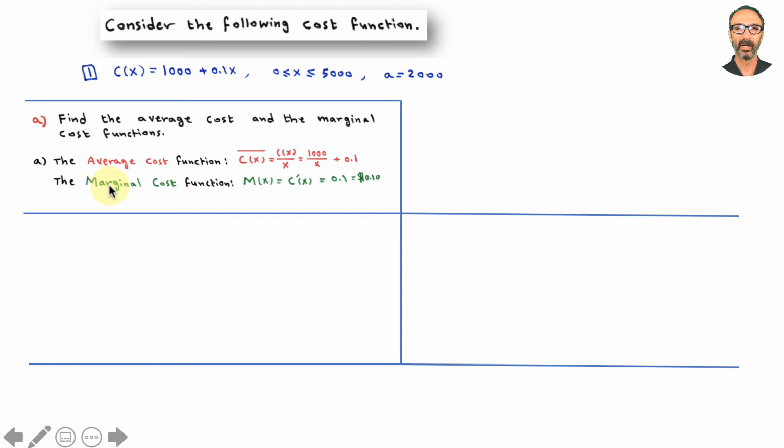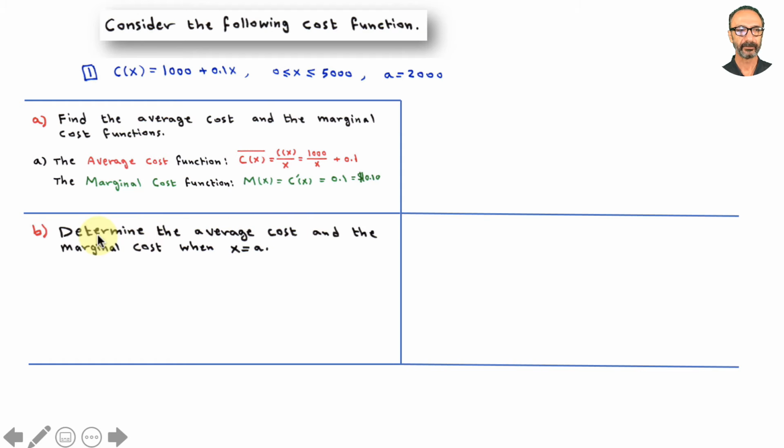The marginal cost is m or c prime. What's the derivative of c? It's just a slope. The derivative of this cancels. The derivative of this is 0.1, so it's just 0.1. Because we're speaking money right here, this is going to be a dollar sign 0.10. That's the meaning of it.